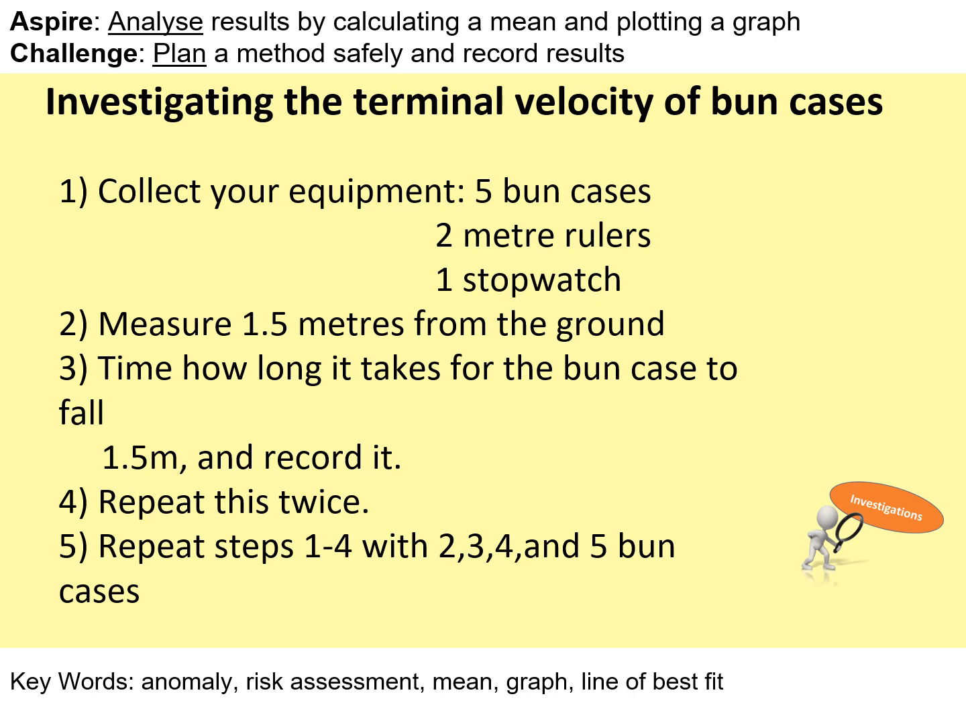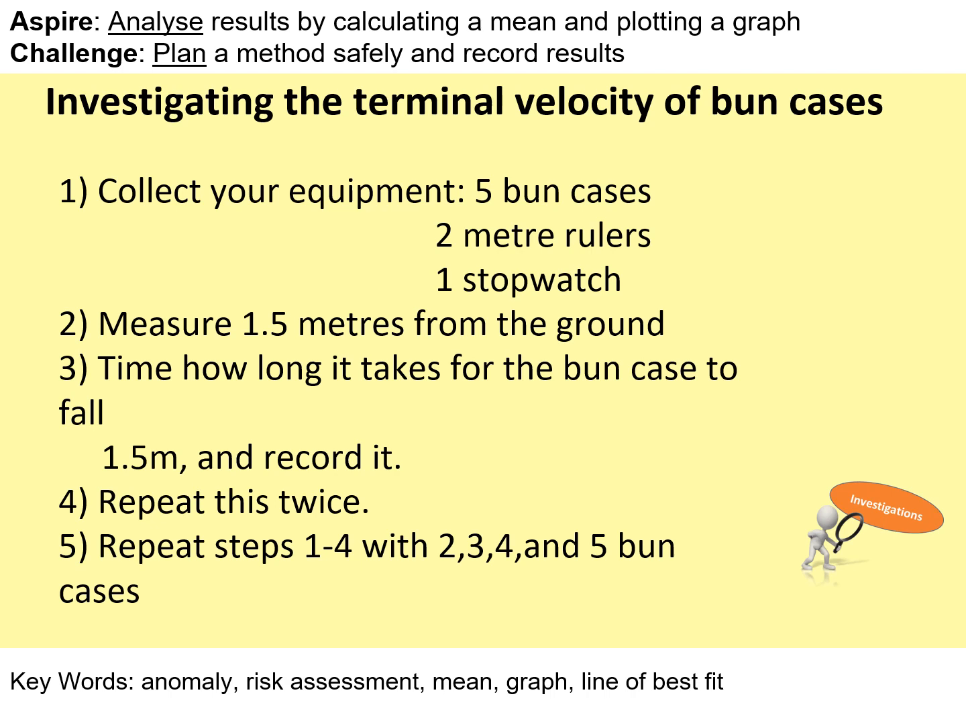So to investigate the terminal velocity of these bun cases, you would need to get your equipment, which is 5 bun cases, a meter ruler or two 1 meter rulers, and a stopwatch. Then you measure 1.5 meters from the ground, drop your bun cases from 1.5 meters and record it. Then you repeat that at the same height with the same bun case another 2 times, and then you repeat all those steps with 2 bun cases, 3 bun cases, 4 bun cases and 5 bun cases.